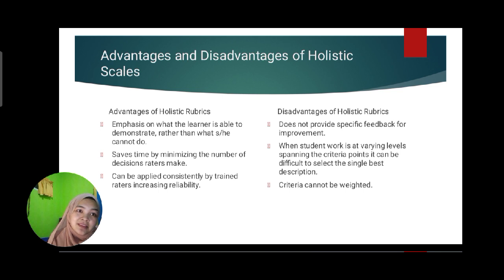And look at the disadvantages of holistic rubrics. The first is that they do not provide specific feedback for improvement, because it is a little bit different from analytic scales. We can see the example after this. And when students' work is at varying levels spanning the criteria points, it can be difficult to select the single best description. So this is not a definite score like that. And the criteria cannot be weighted.